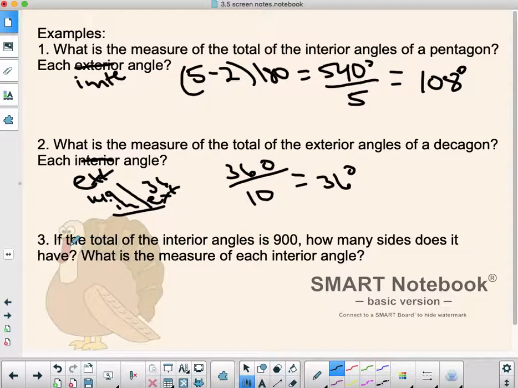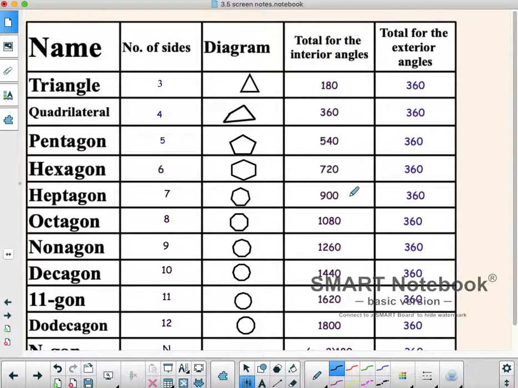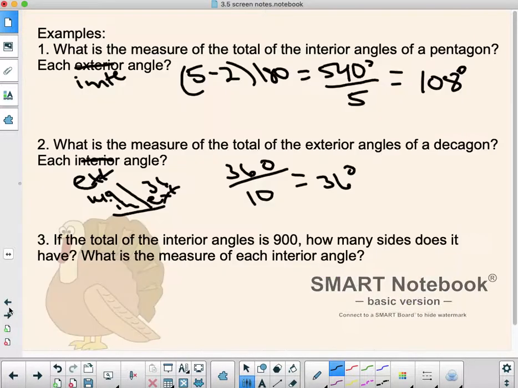All right, let's look at this one. If the total of the interior angles is 900, how many sides does it have? Well, one of your options is obviously to go back and look at the chart and say, hey, 900 total of the interior angles, I know it's a heptagon. That's the easiest way to do it.